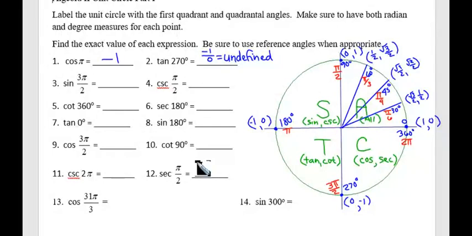All right, let's do this one. Sine of 3 pi over 2. So here's 3 pi over 2, and the sine is the y value, so the answer is -1.